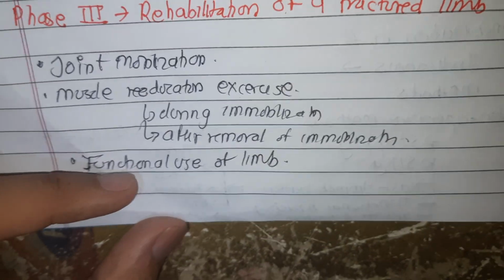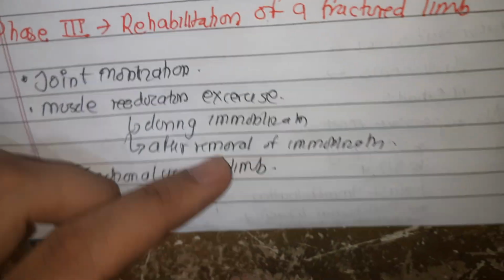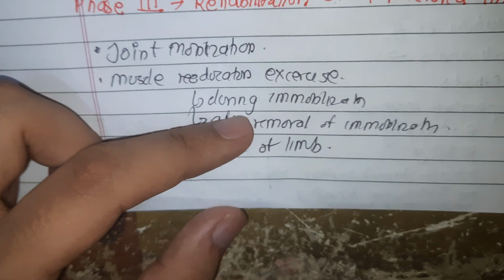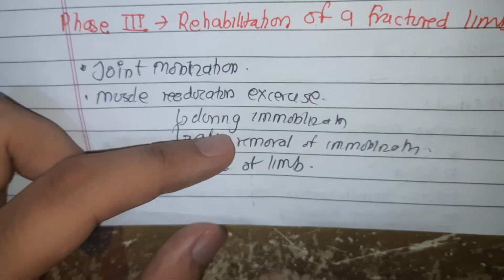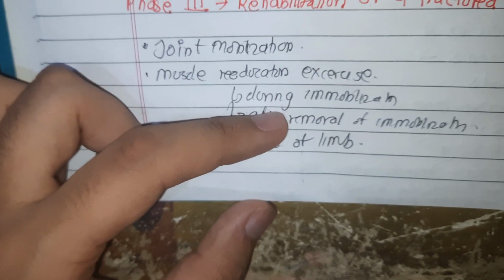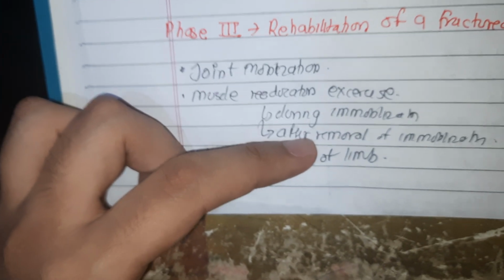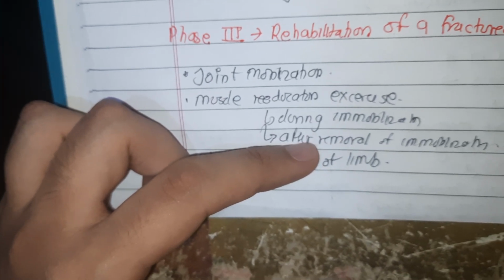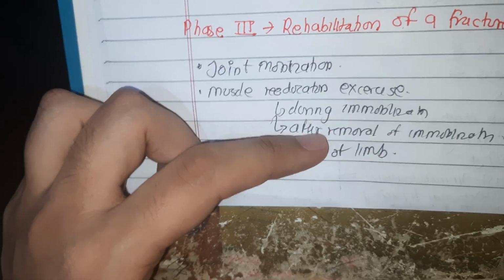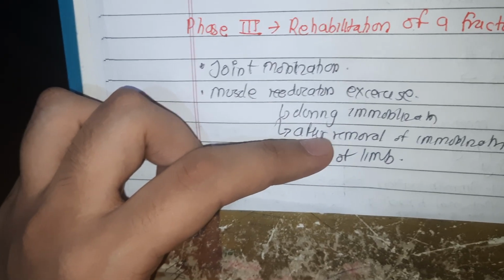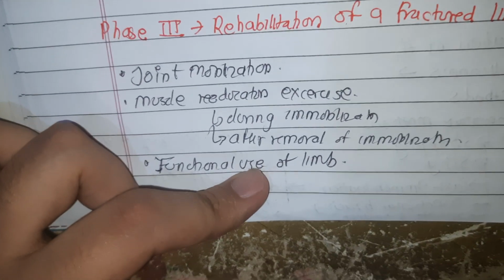And functional use of bone, muscle re-education exercise. Because of lack of use, the muscle gets wasted quickly, and hence it is desirable that muscle activity be maintained all through treatment, and this can be done even during the immobilization, the static contraction, or after removal of external immobilization, that is dynamic contraction, as we will discuss below.